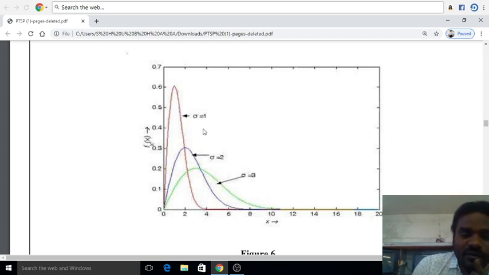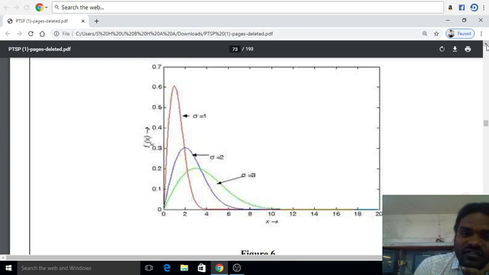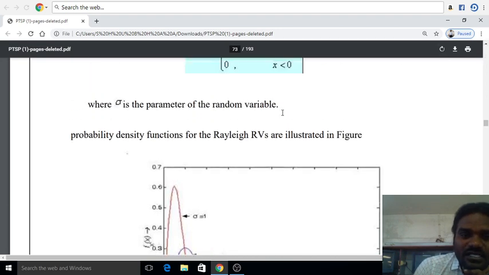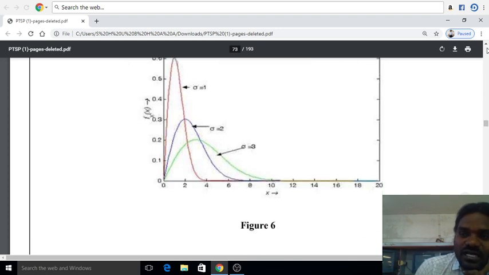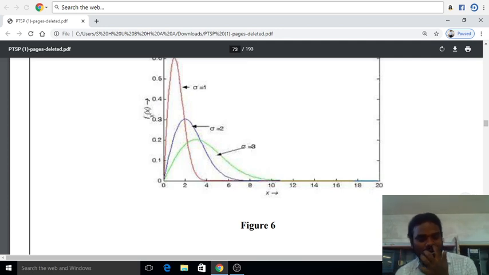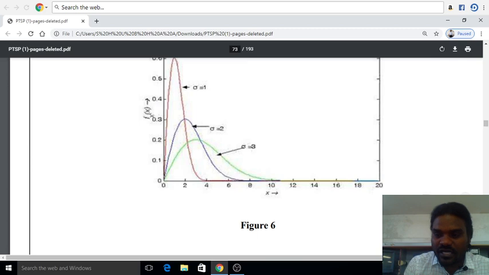Here a very important point is that as the sigma value increases, that means the probability density function parameter, where lambda is the parameter of the random variable, as the lambda value increases, the probability density function or the distribution also decreases. So this is an inverse relation between the parameter of the random variable and f_X(x), where x is a Rayleigh variable, and the Rayleigh variable is a continuous random variable.